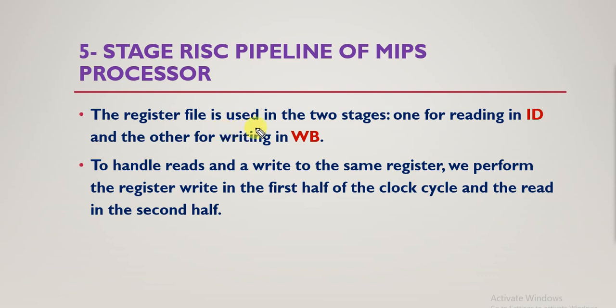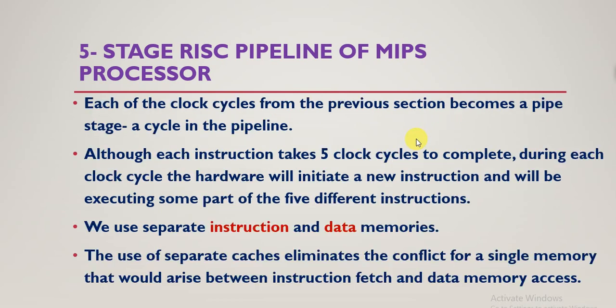Then the register file is used in 2 stages. Previously we were talking about memory; now the register file. It is used in 2 stages: one for reading the register contents, in the instruction decode stage, and the second for writing the final result, in the write back stage. Now, to handle reads and writes to the same register, we perform the register write in a special way. Let us look at the previous diagram once again. One more problem is there: how can we handle it in a pipeline architecture?